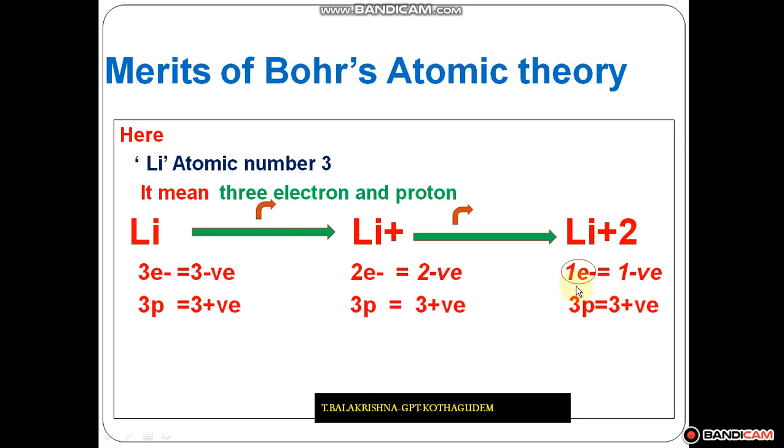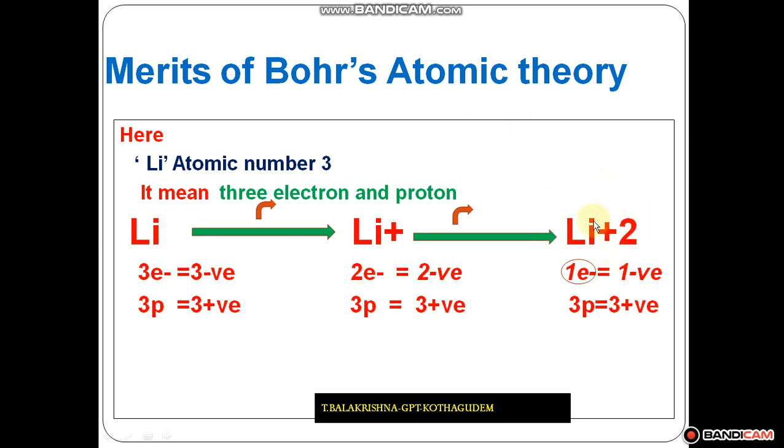One unit of electron means one unit of negative charge. Three protons mean three units of positive charge. Here, one unit of negative charge is neutralized by one unit of positive charge. So it has two extra positive charges, which is represented on the top of the element. So it is a lithium plus 2 ion.